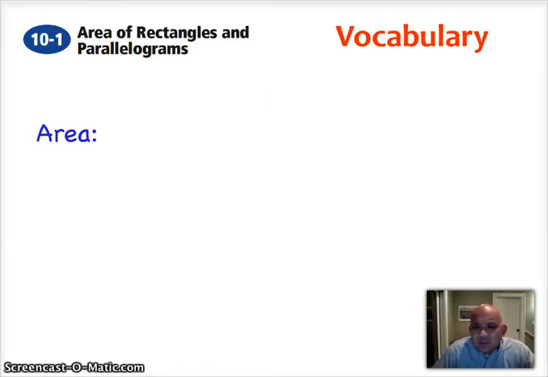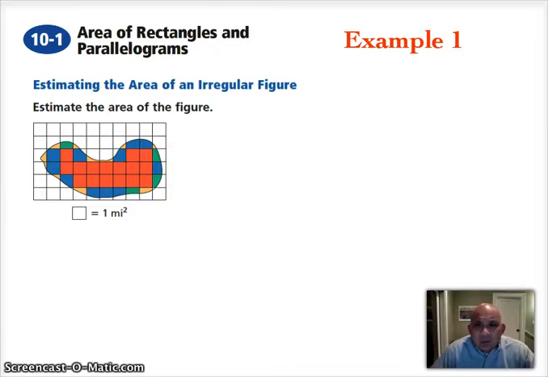Go ahead and turn toward the front of your composition books again, and right underneath purpose in two-column form, write example number 1. Now, I don't intend for you to draw this first example, actually. I just intend for you to listen to what's happening. Here we have an irregular figure, and on top of the irregular figure, we have superimposed this grid to help us count how many square units approximately there are.